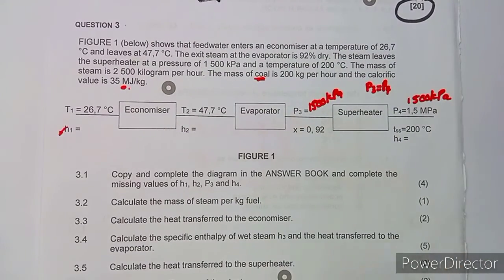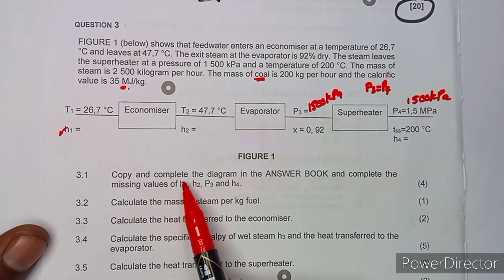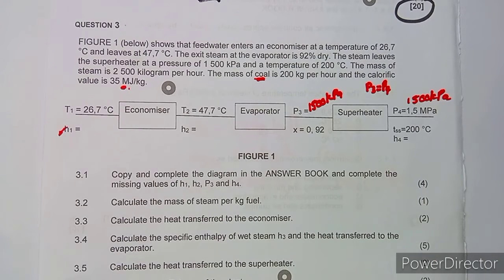Anyways, let us attempt our question. The first is to copy and complete the diagram in the question. Here I'm not going to copy, I'm just going to complete, but you are supposed to copy this and complete it.